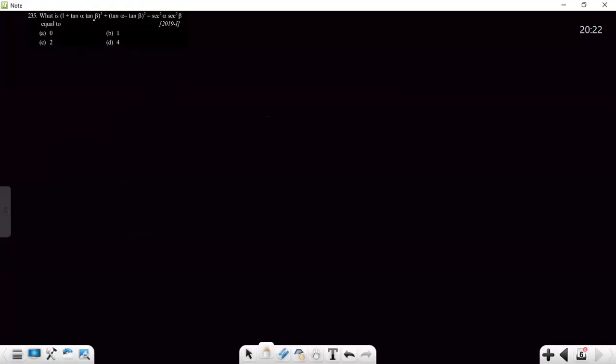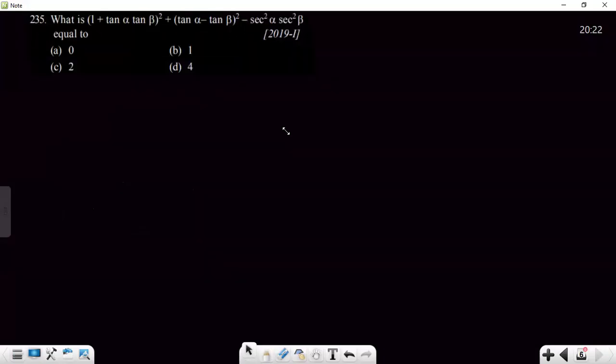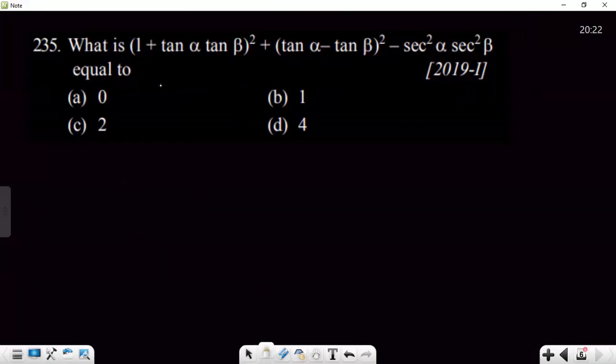1 plus tan alpha into tan beta whole square plus tan alpha minus tan beta whole square minus sec square alpha into sec square beta is equal to, that is, we need to simplify it. Let me increase the size of the question. See, here alpha, beta are angles. In the options, there are numbers. So it means that this is going to give us some number regardless of whatever angle is inputted here.